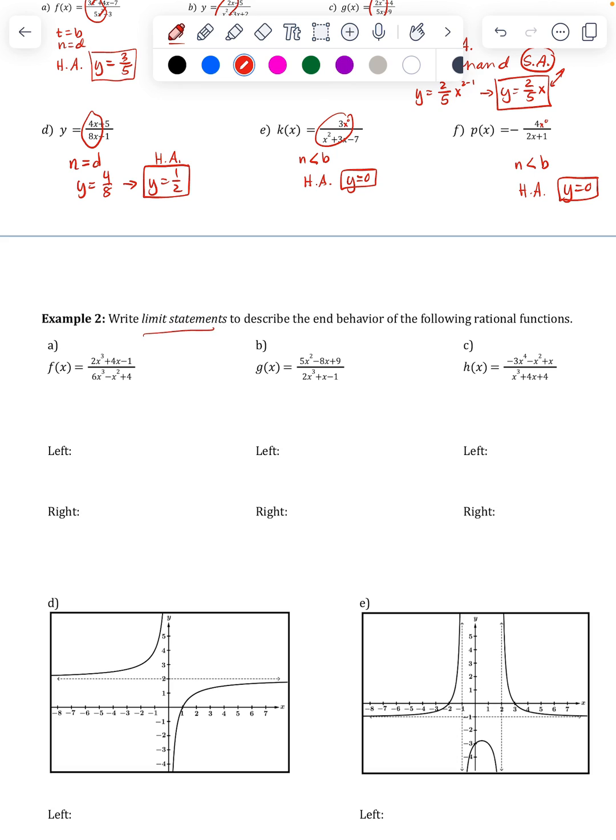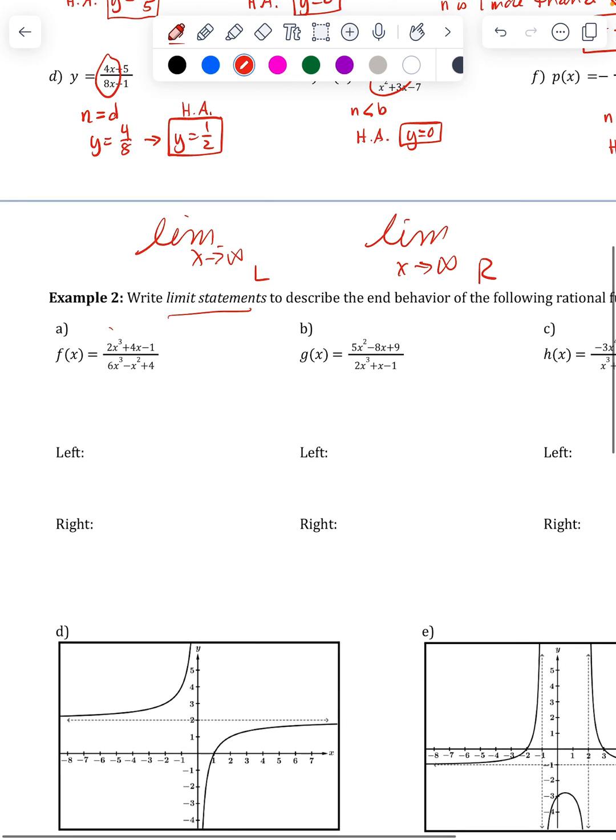It says write limit statements. Keep in mind that this limit statement is referring to the left end, and this limit statement as x approaches positive infinity is doing the right end. So here, the n and the d are the same. So my horizontal asymptote is at y equals 2/6. So essentially it's at 1/3.